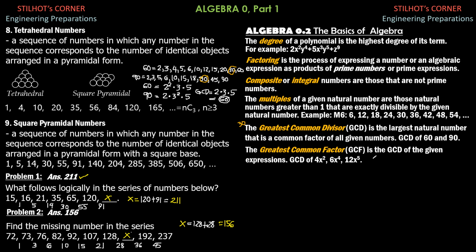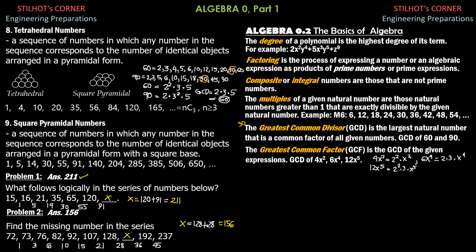4x squared is 2 squared times x squared. 6x to the fourth is 2 times 3 times x to the fourth, and 12x to the fifth is 2 squared times 3 times x to the fifth.